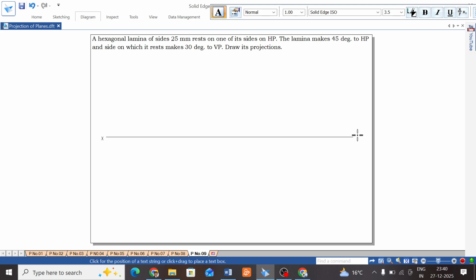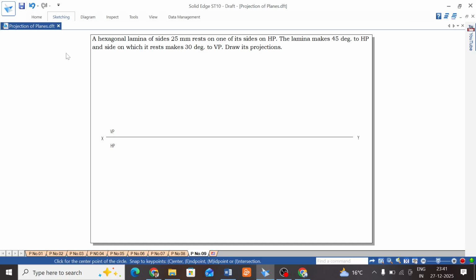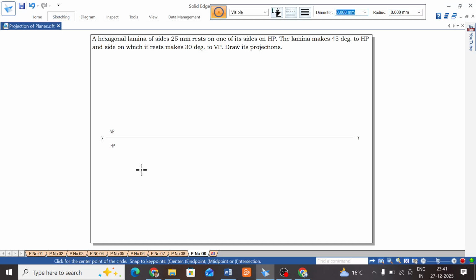Then name the XY line with capital letters, and mark VP and HP, first quadrant. To construct the hexagon, it is the edge case. Use a compass with radius 25 mm, that means the diameter is 50. Draw one thin circle of diameter 50, radius 25. Then it is the edge case.